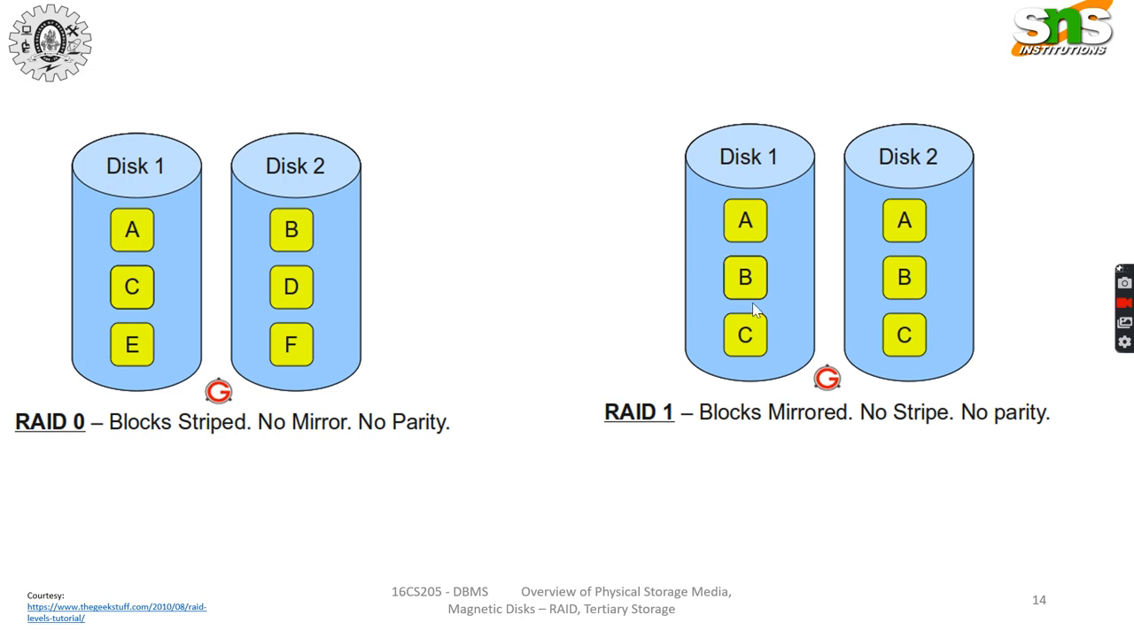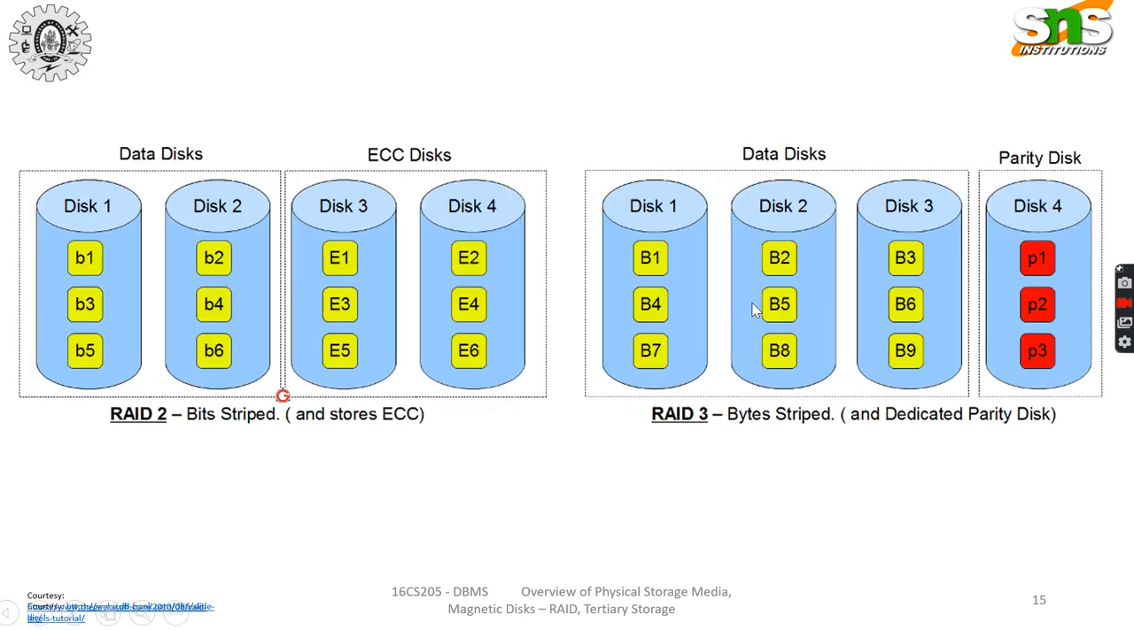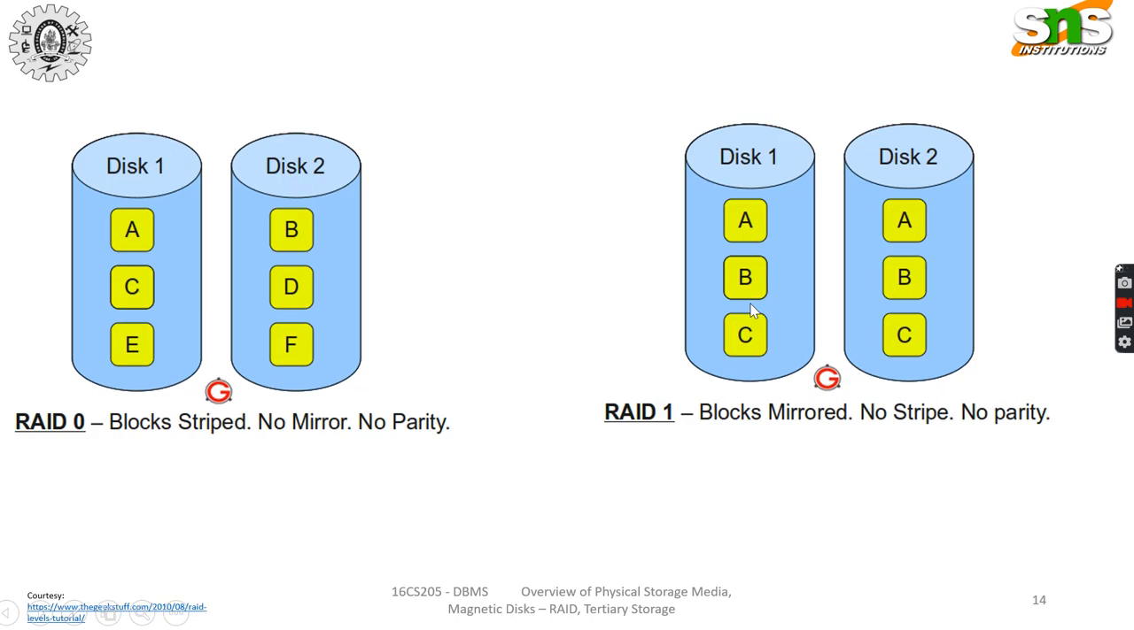See, A, B, C are the blocks of data that we try to store, and disk 1 gets the storage of A, B, C, which is mirrored the same in disk 2. So it will do a complete mirroring, but it will not do any parity, and this ensures complete redundancy, as when one disk fails we get the mirror.